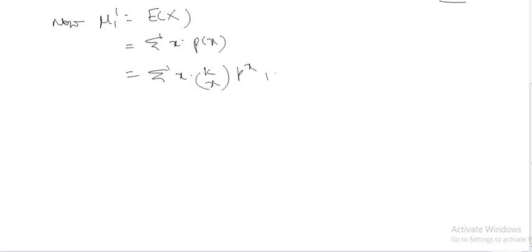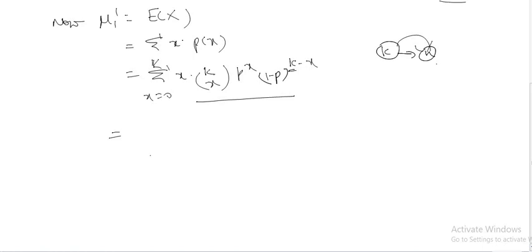Summation of kCx p power x (1 minus p) power k minus x, x equals 0 to k. Instead of k, in your textbook you have n. But to distinguish the number of trials from the number of independent samples, instead of n we are using k here, because we already used n for x1, x2, and so on up to xn. From the definition of binomial distribution, everyone knows that.